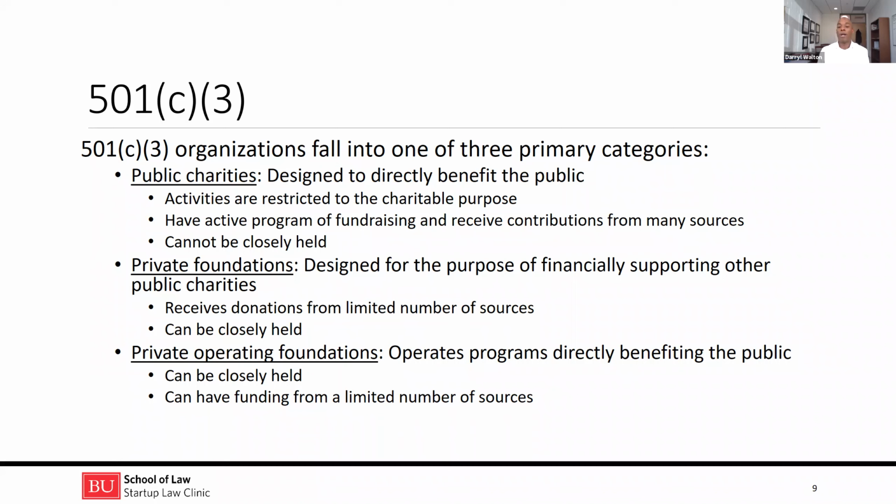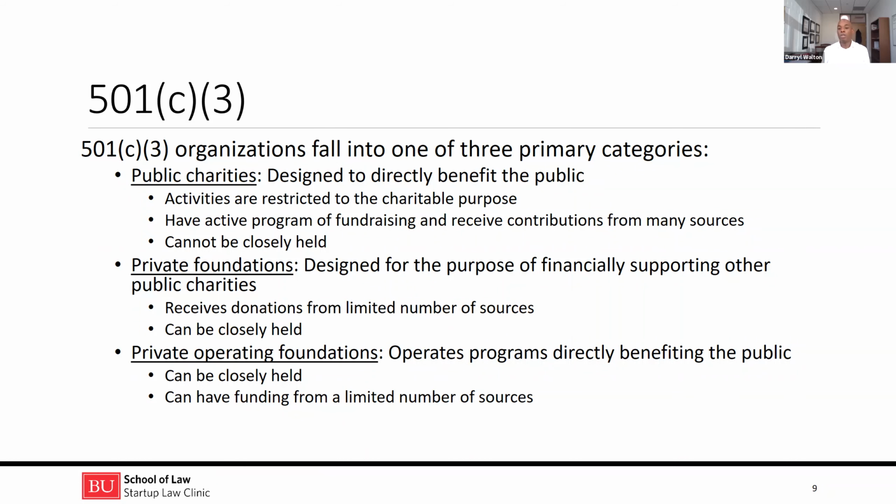And then finally, you have the private operating foundation, which operates programs directly benefiting the public. So again, it's kind of a mixture of the two. It can be closely held and it can have funding from limited sources, but it is doing more of that direct benefit to the public.